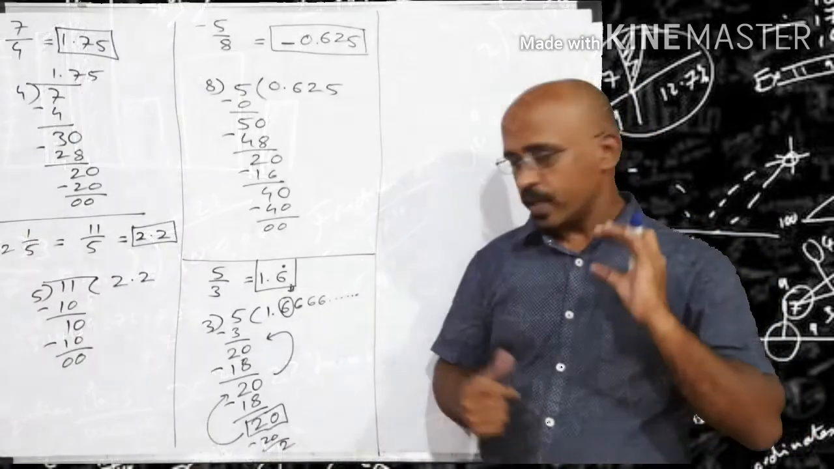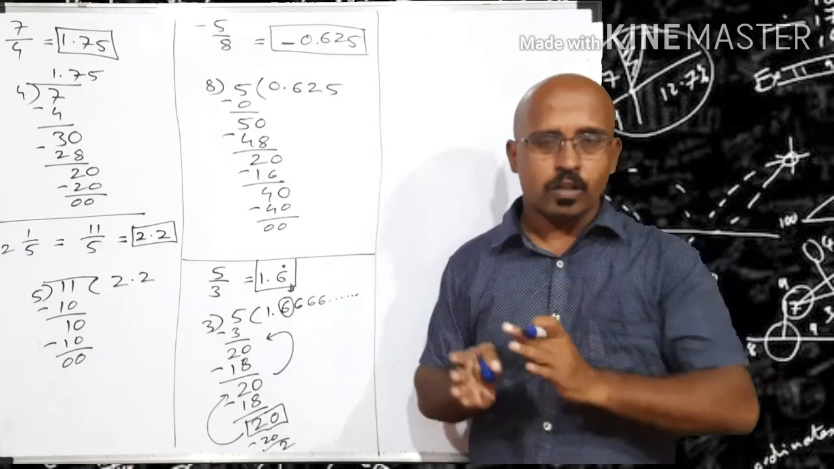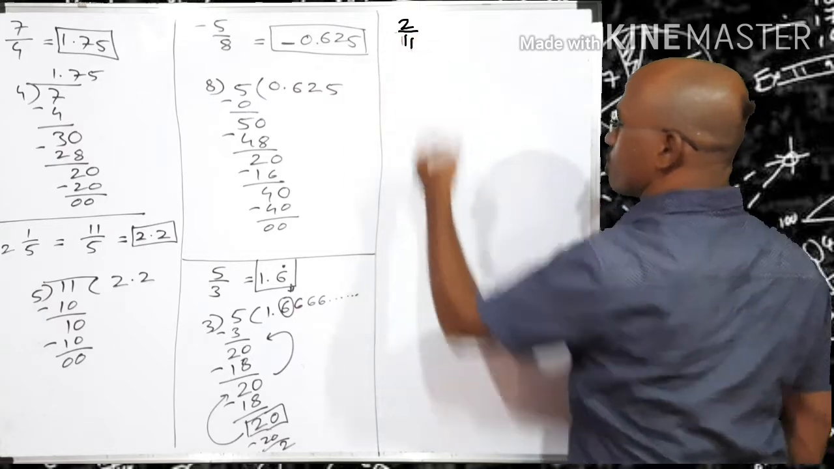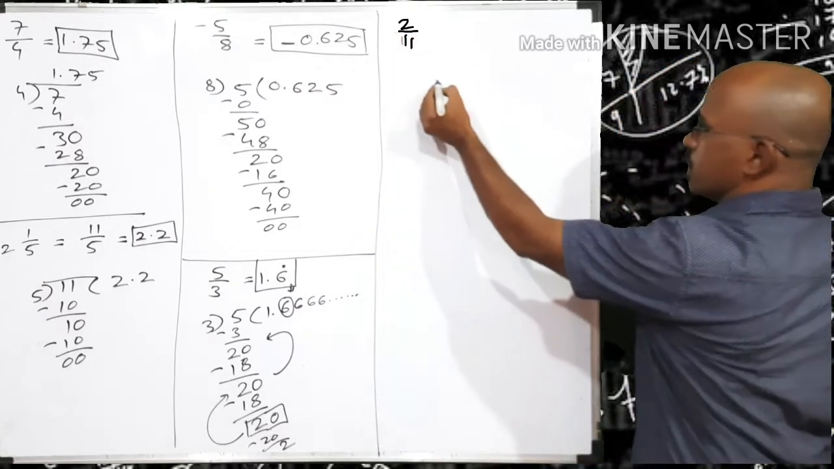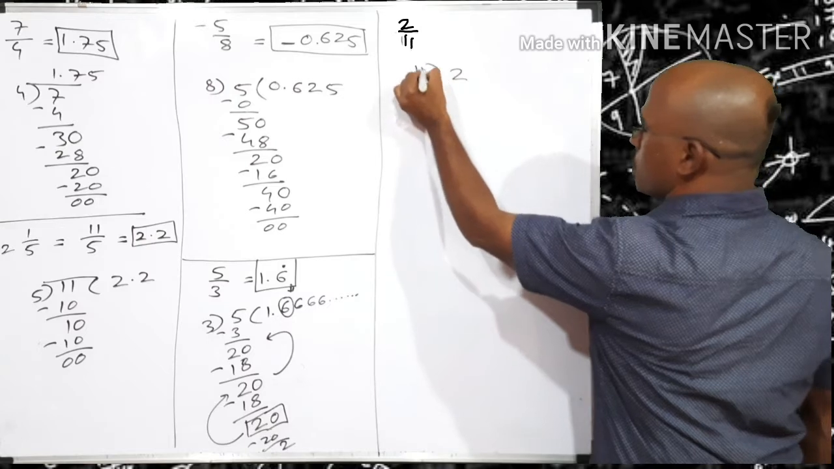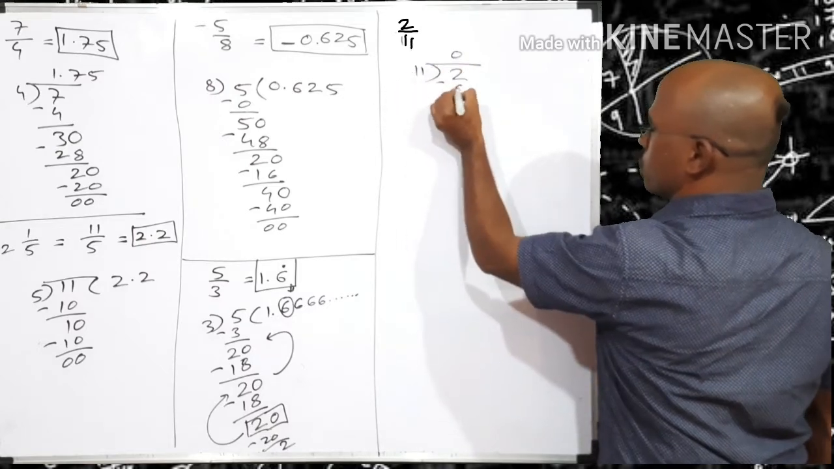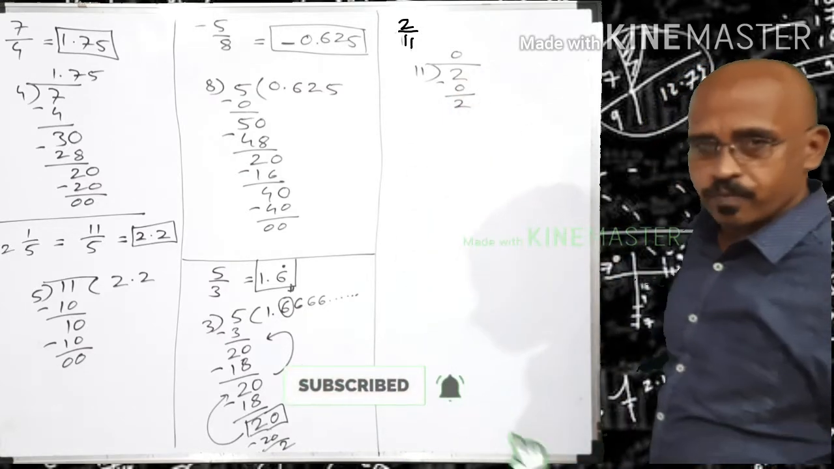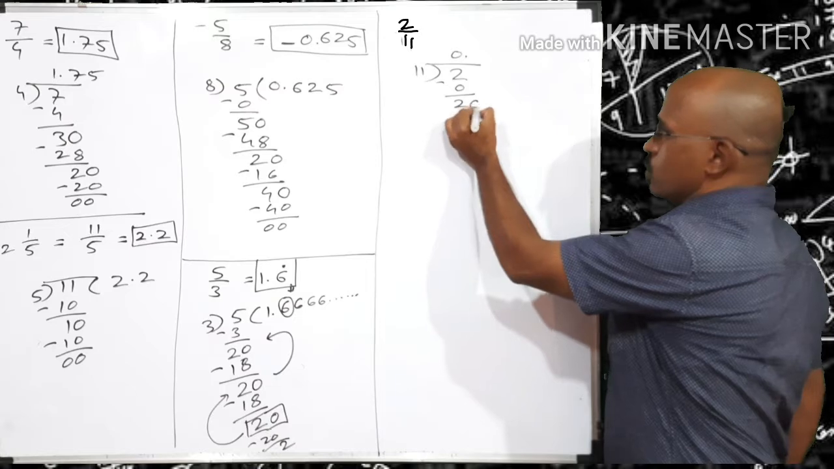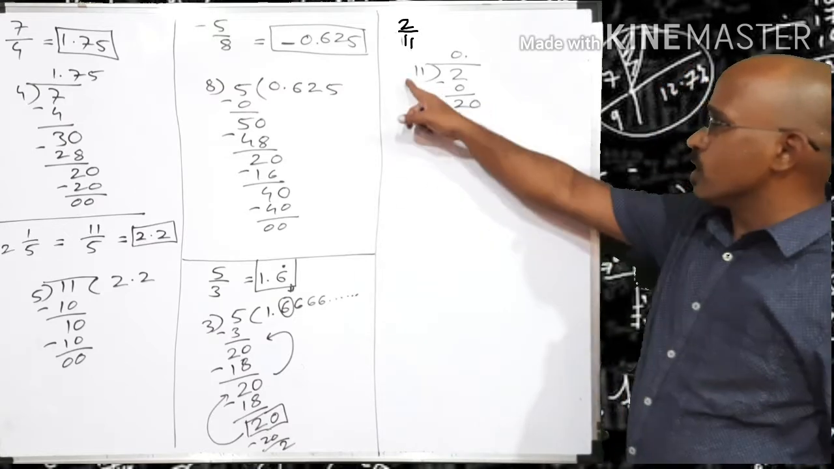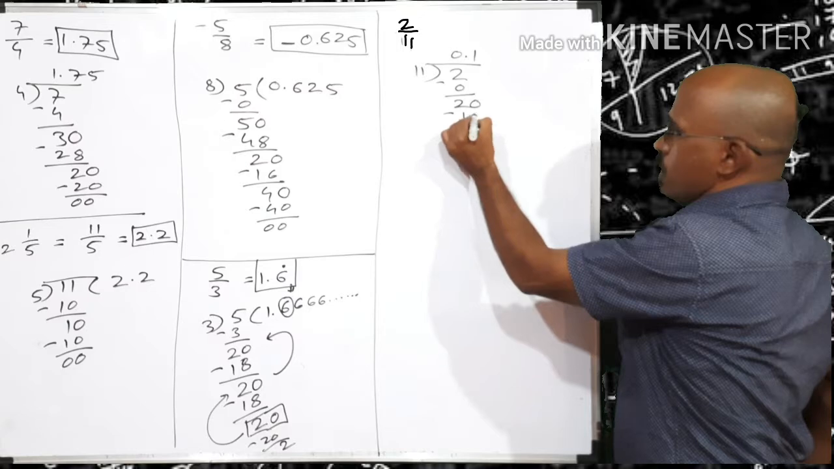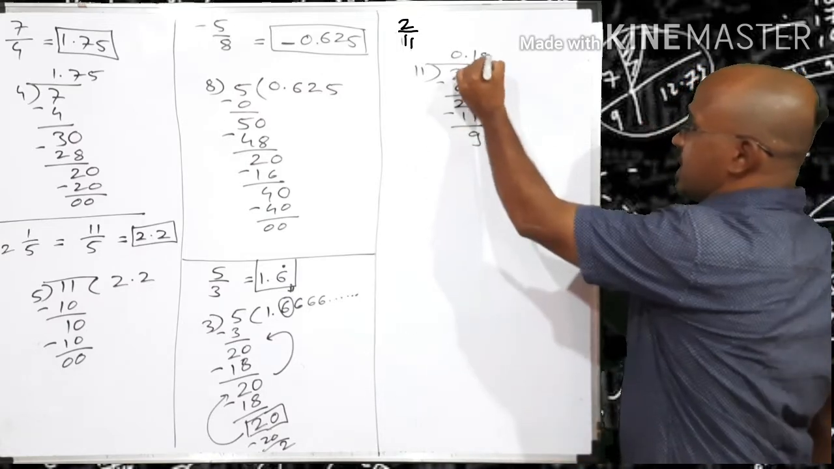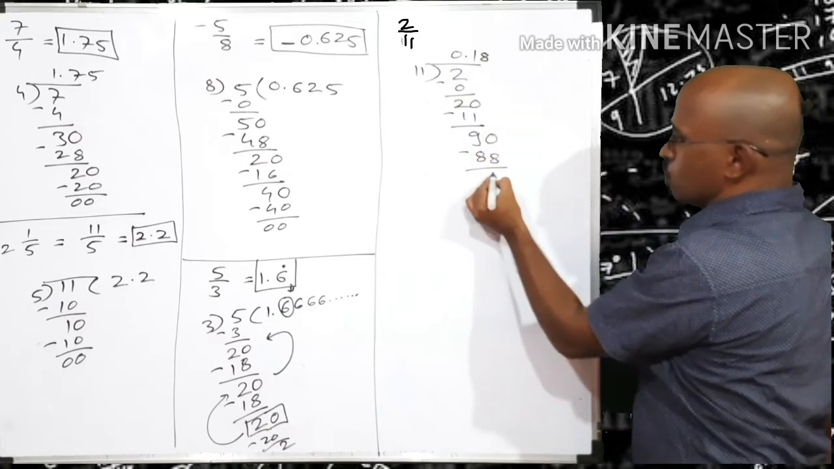Clear friends? Let us see one more example of such kind of non-terminating recurring division. Suppose the question is 2 upon 11. Okay, once again 2 divided by 11, 0, because 2 is smaller than 11. Clear? As the original dividend ended, we have to give a decimal point, 20, right? So 11 1s are 11, minus 11, 9 is the remainder, 90. 11 8s are 88, minus 88, 2 is the remainder, 20.